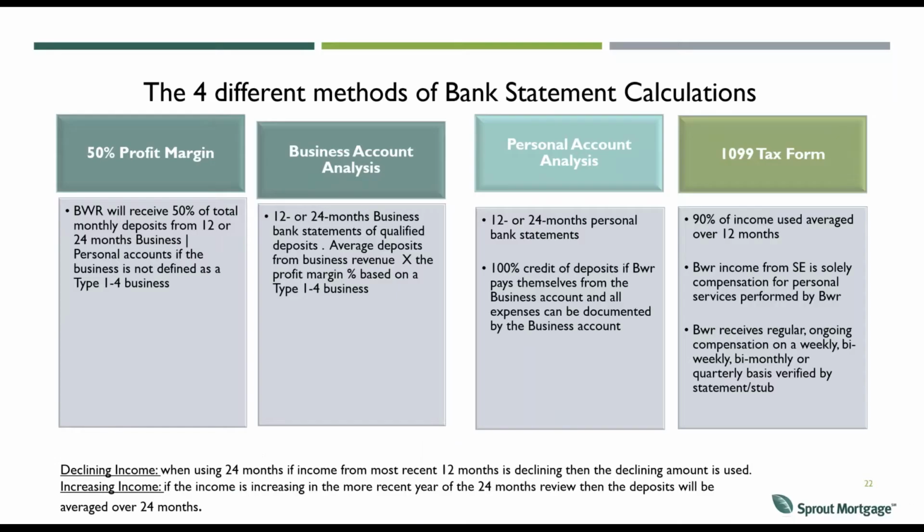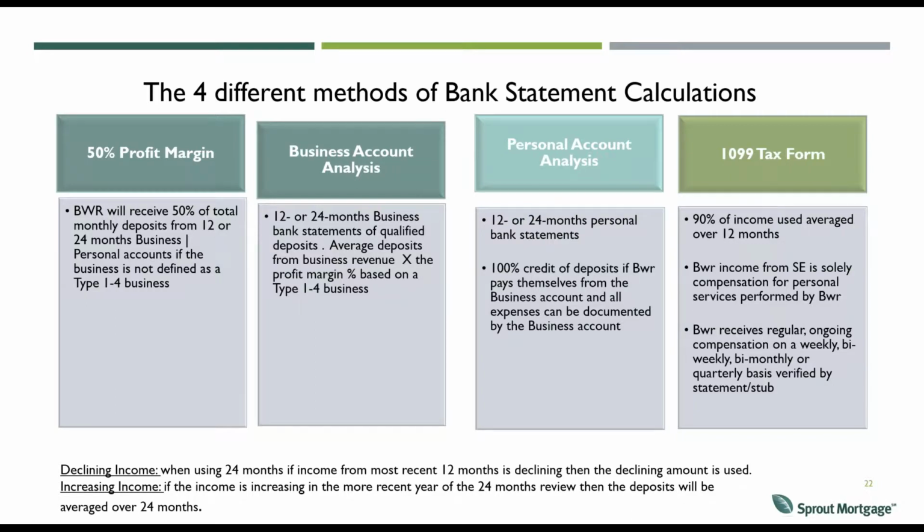Now, as far as the 4 different methods of bank statement calculations, the 50% profit margin, the borrower received 50% of the total monthly deposits from the 12 or 24-month business or personal account, as defined in a type 1 to 4, is not defined as a type 1 to 4 business. I'll go over the type 1 to 4 business in the upcoming slides here. We have our business account analysis, we have our personal account analysis, and then we have our 1099 tax form.